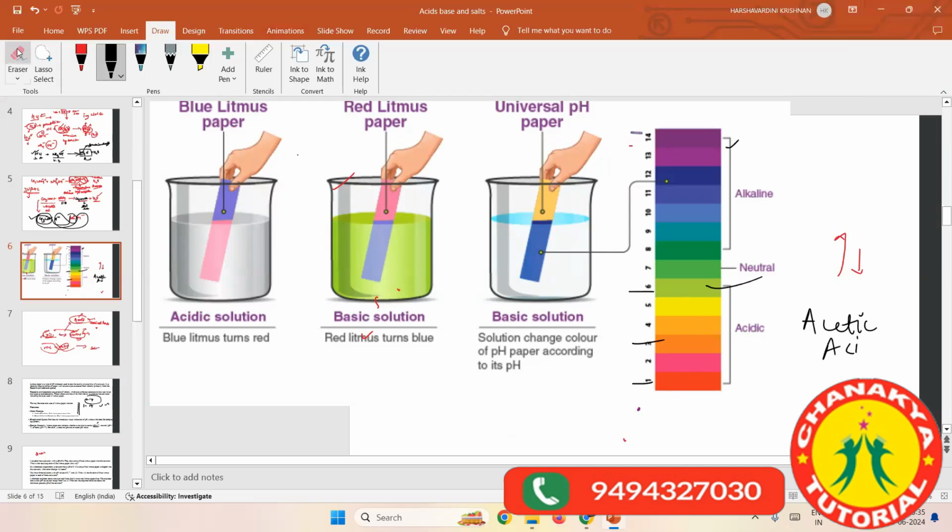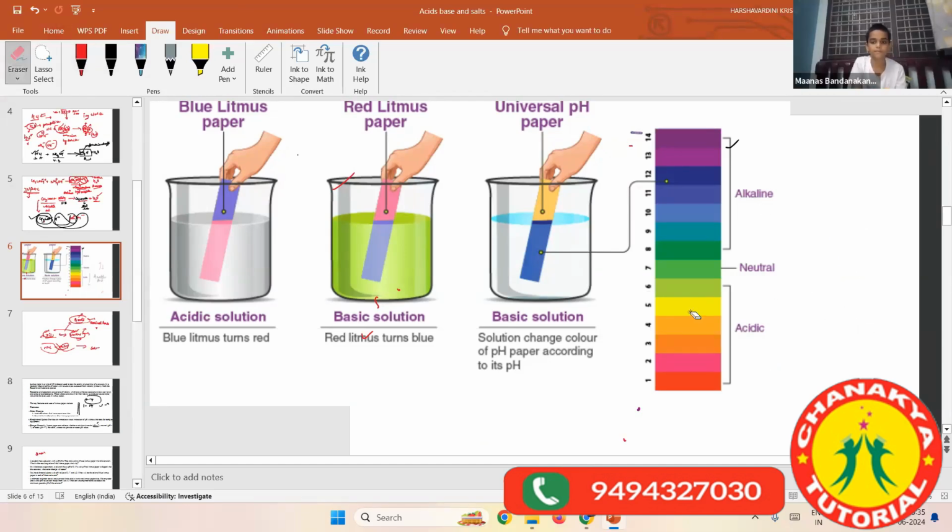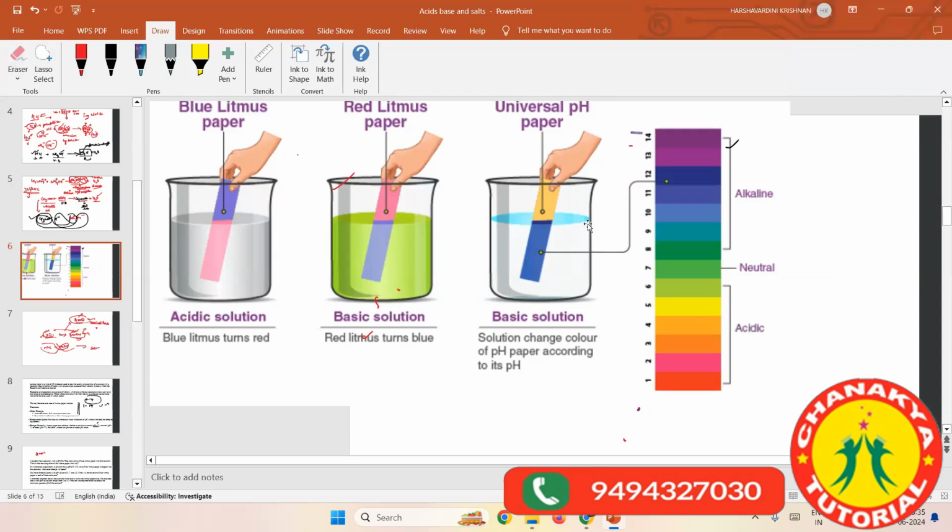Near 6. Why? Because when it goes to the higher range, it means the acidic level is decreasing, right? Got it? You should not get confused in this analysis, you should be clear. Ma'am, but in my book, it's written that pH 14 is the highest. Highest, yeah, highest in the basic.